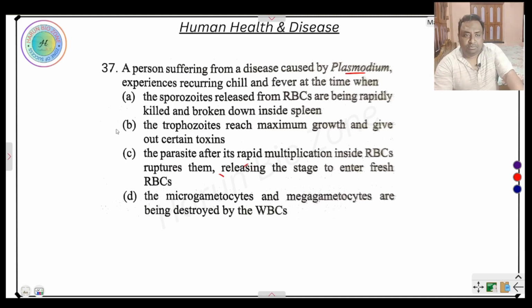Here the correct option is B, because in the erythrocytic cycle, from the liver cell, Plasmodium trophozoite enters into the RBC, where they produce a large number of merozoites. These merozoites, when they burst the cell, secrete the toxin hemozoin. This hemozoin causes chills and rapid fever. Correct option B.